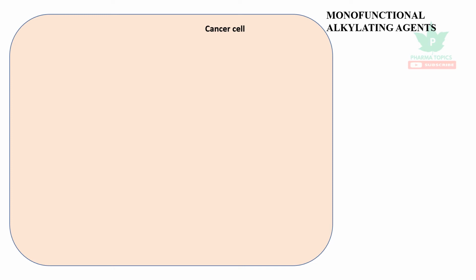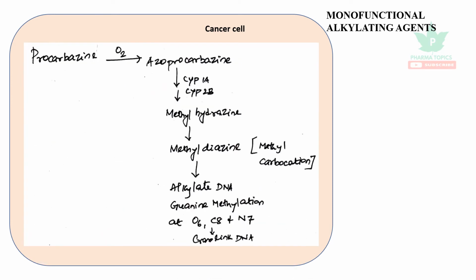Let us see about monofunctional alkylating agents. First drug is procarbazine. It gets oxidized to azoprocarbazine, which is metabolized in the liver by two enzymes, CYP1A and CYP2B, to methyl hydrazine and then methyl diazine, which is a methyl carbocation, donating the methyl group to the DNA of the cancerous cell. It may donate the alkyl group at O6, N7 or C8 of the DNA of the cancerous cell, and it cross links, which leads to apoptosis of the cancerous cell.